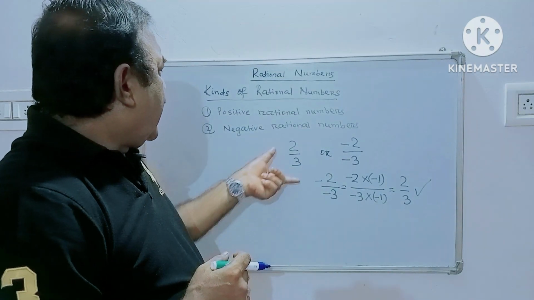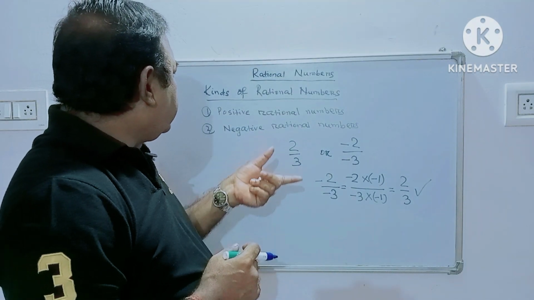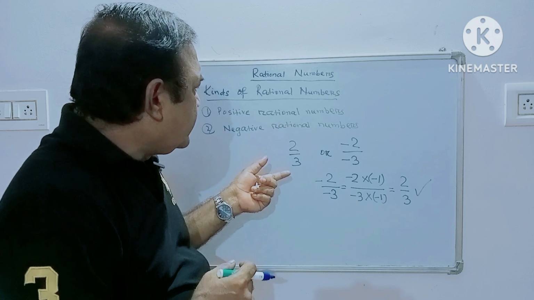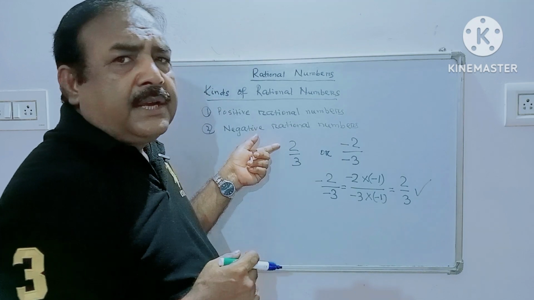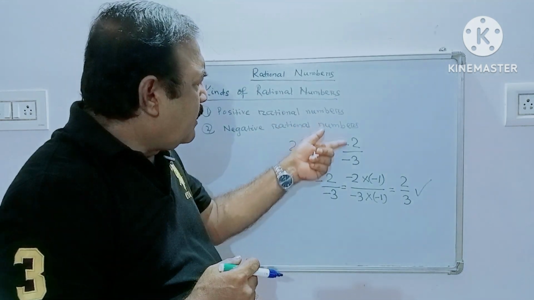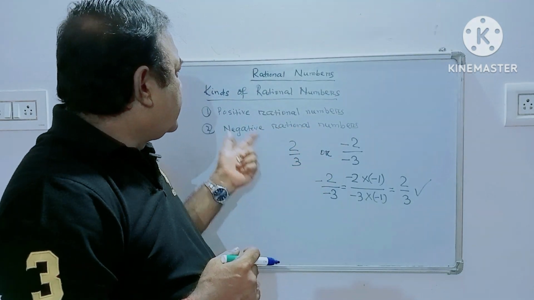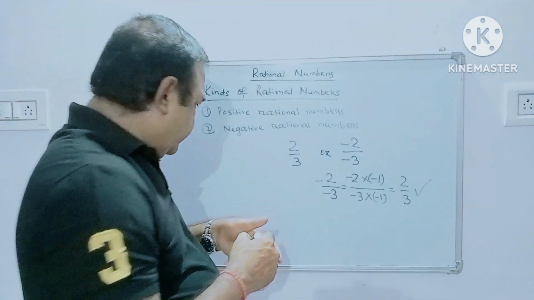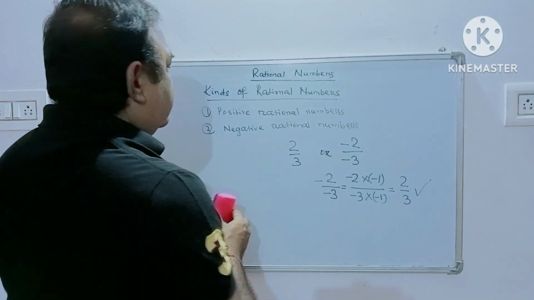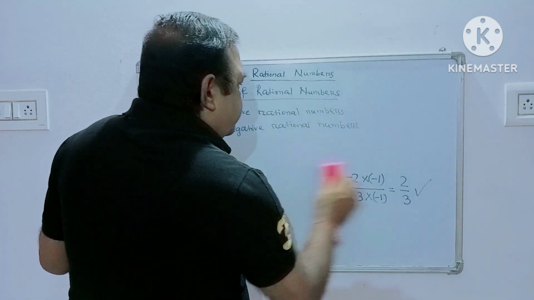So how will you know which are the positive rational numbers? You will see whether both the numerator and denominator are either positive or both of them are negative. Then those rational numbers will be called positive rational numbers. Okay?